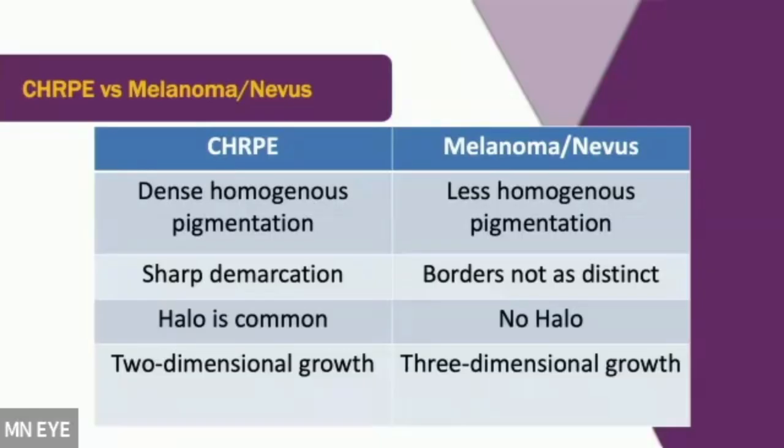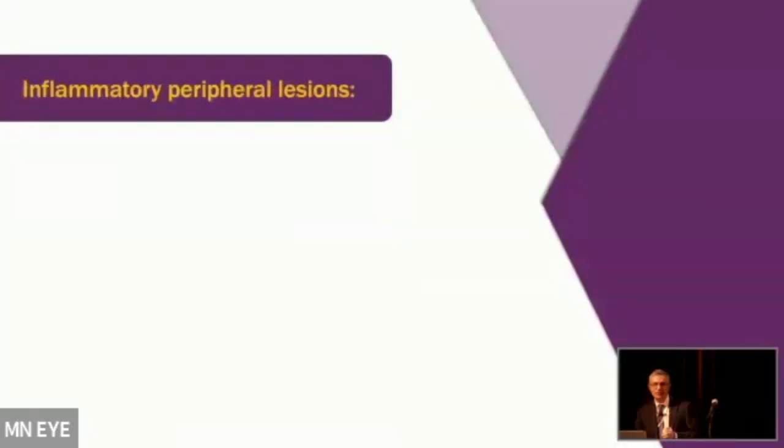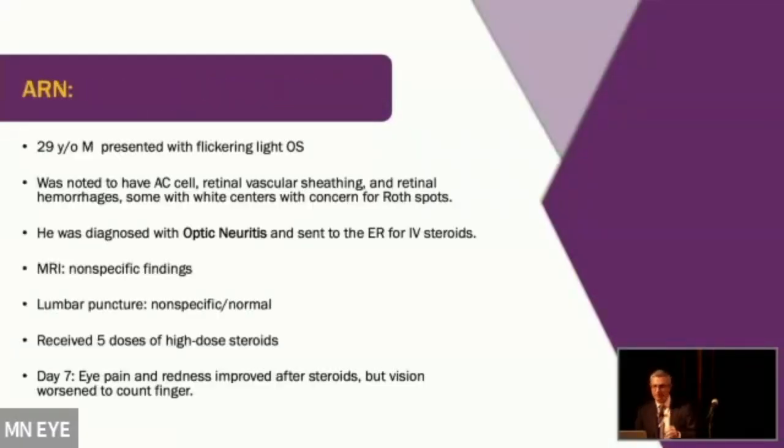Again, I teach my residents, and there are very often questions about this. How do you differentiate HRP from choroidal melanoma? Of course, we talked about the differentiating features: border, color, growth, and halo, and whatnot. And then lastly, looking at inflammatory lesions that present mostly in the periphery.